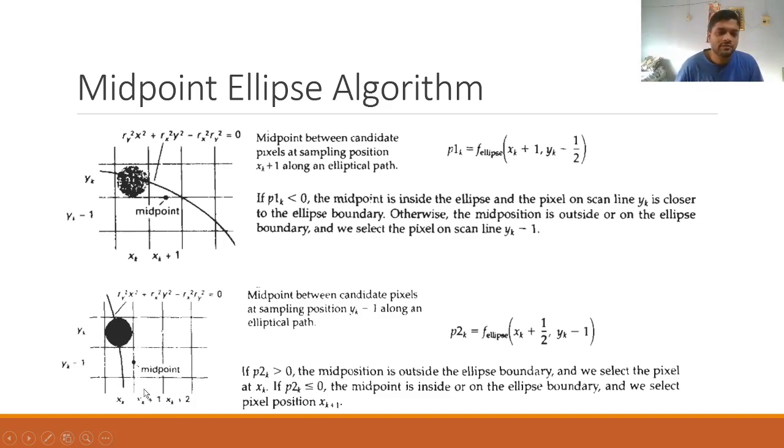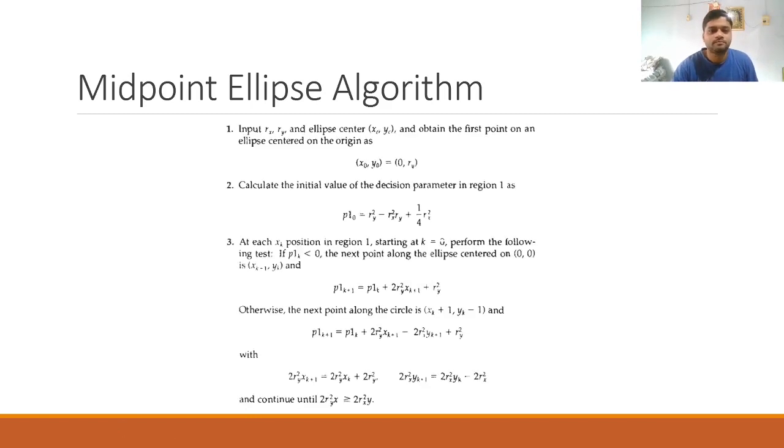So that means if this midpoint is outside the ellipse boundary, that is, it is greater than 0, then we are not going to increment xk, so we will keep the x position as xk. And if it is on the ellipse boundary or inside the ellipse boundary, less than 0, then we are going to increment xk, and the next position is going to be xk plus 1. So after this discussion, let us quickly look at the algorithm steps.